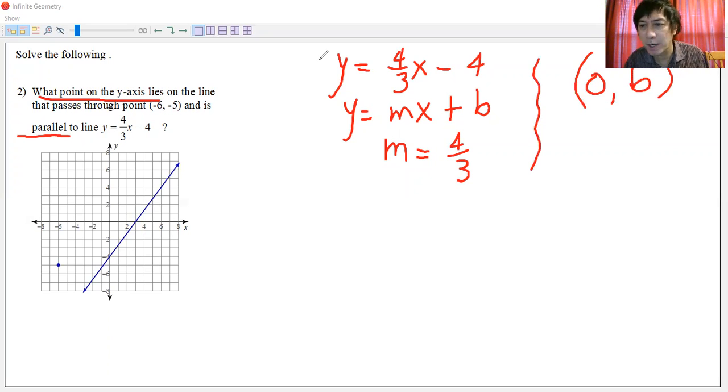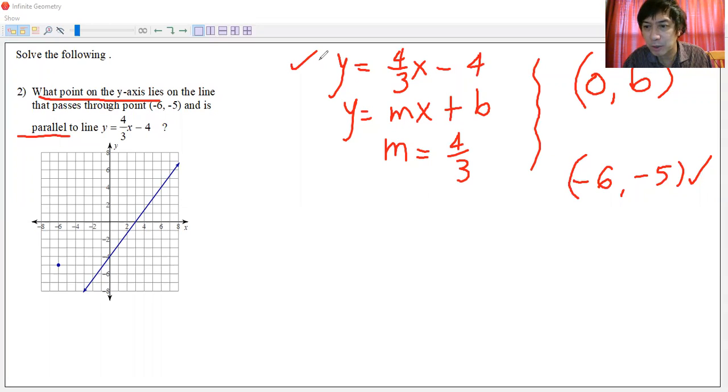All the points on the y-axis have the value of x equal to 0. So we're just looking for one number for the letter b, okay? And we have a given number. The given number is in terms of the point (-6, -5). So this is the extra given. And the requirement in the problem: a point on the y-axis lies on the line that passes through this point, okay? And is parallel to this line.